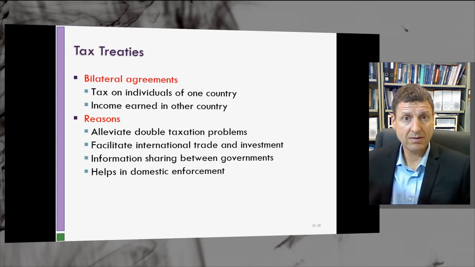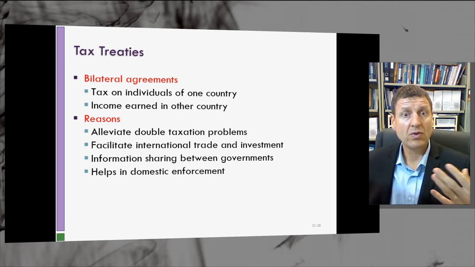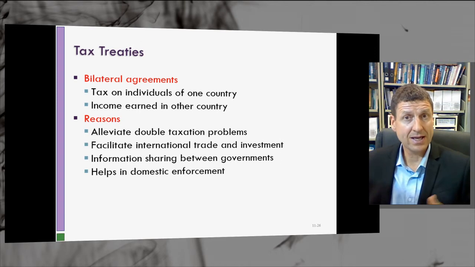So there's a lot of bilateral agreements around the world about how to tax individuals of one country when income is earned in another country. The reasons are to alleviate double taxation problems and to facilitate international trade and investment. There's extra information sharing between governments because of this, and it helps in domestic enforcement.